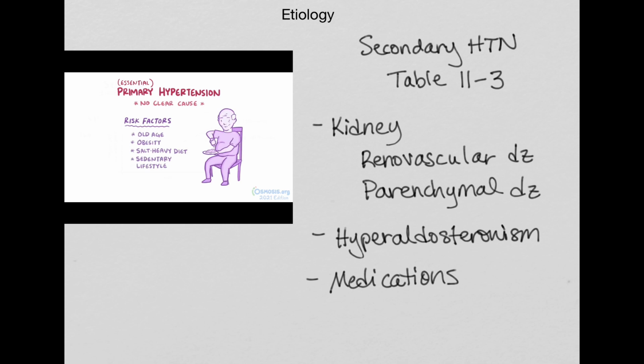There are endocrine causes of secondary hypertension. Probably the most common one we see is hyperaldosteronism, primary hyperaldosteronism. And then even medications can cause high blood pressure or worsen high blood pressure. For example, oral contraceptive pills, NSAIDs such as ibuprofen or naproxen, decongestants, and even some antidepressants. So look at the table, but these are really the big three that I wanted to call your attention to.